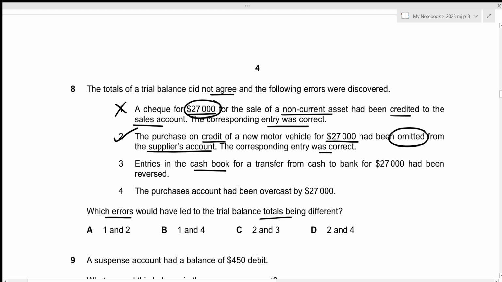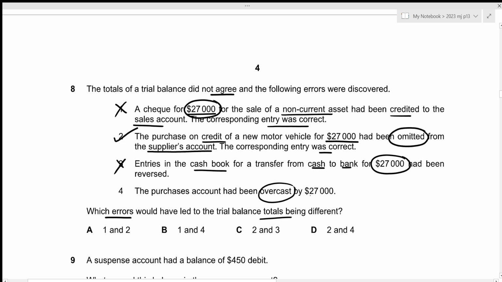For the third one, we're given entries in the cash book for a transfer from cash to bank for 27,000 had been reversed. So this reversal will not really have an effect on the trial balance totals, because both cash as well as bank is our asset which will be recorded on the debit side. So regardless of these accounts being reversed, the entry will still be recorded on the correct side of our trial balance. This is incorrect.